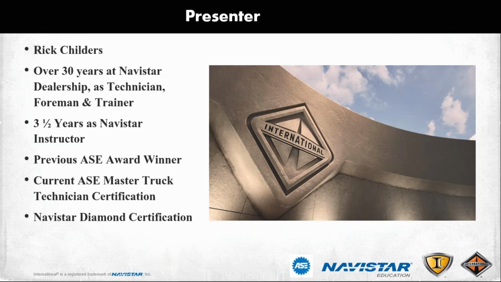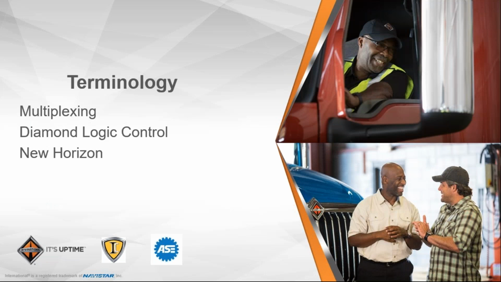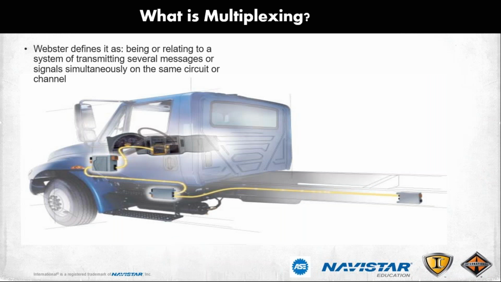The terminology we're going to talk about is multiplexing, Diamond Logic control, and New Horizon. And then we'll wrap that into the system. Webster defines multiplexing as being or relating to a system of transmitting several messages or signals simultaneously on the same circuit or channel. So what we're talking about here is the datalinks on the truck.